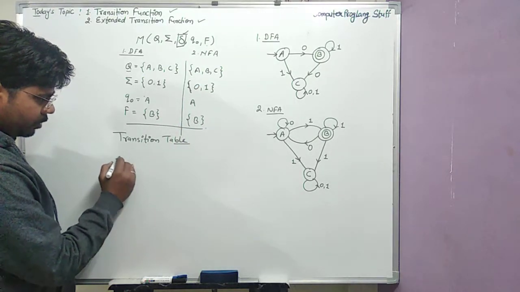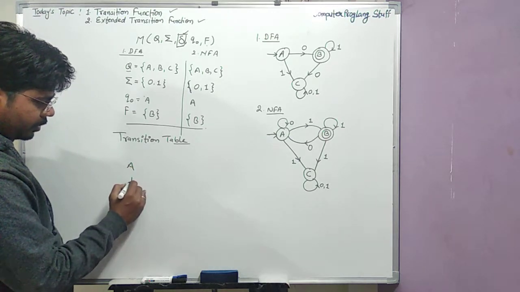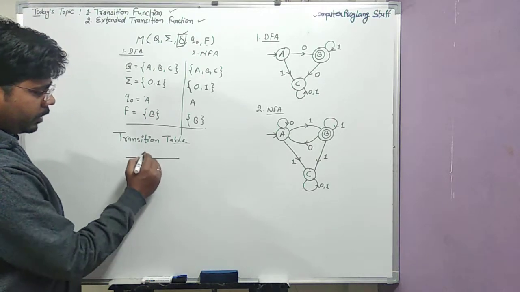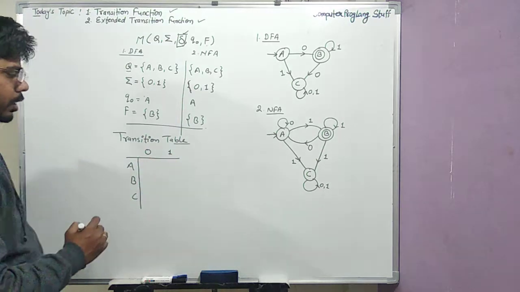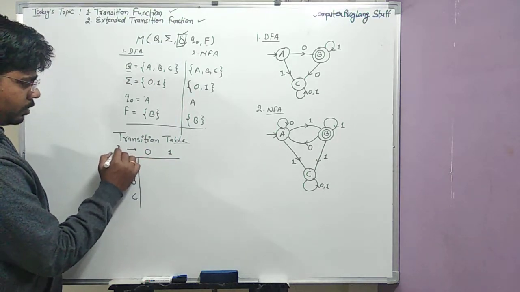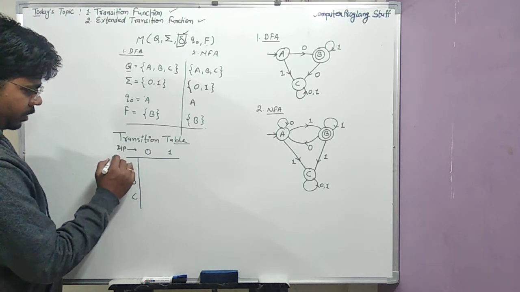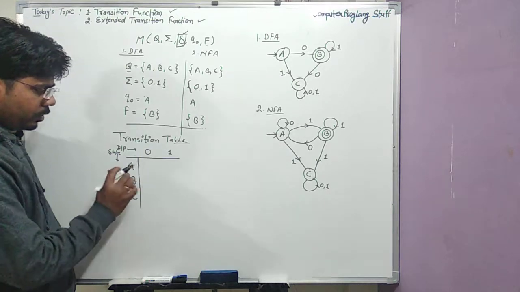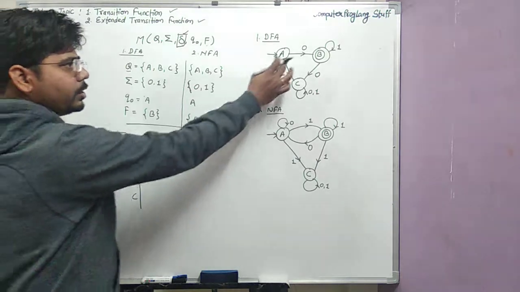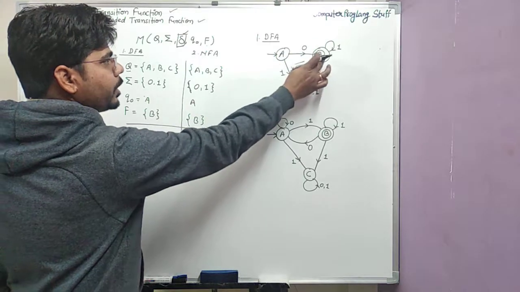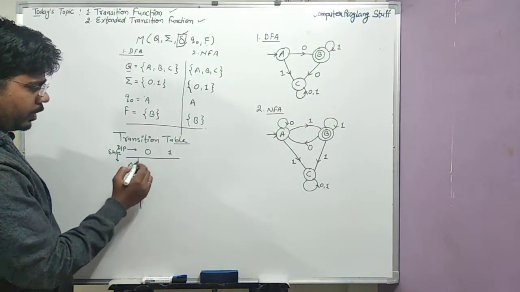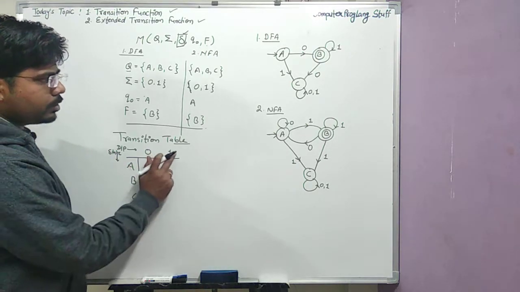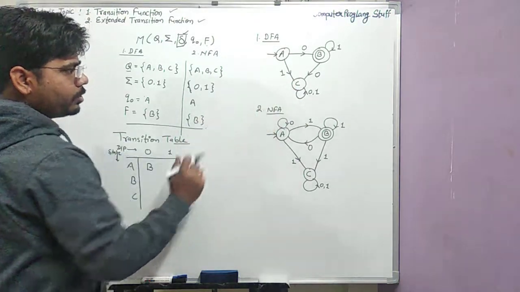So how can we draw this? Here we have 3 states, A, B and C, and here we have input symbols, and here we have states. From state A, for the transition 0, we are reaching state B. So from A for 0 we have B, and from state A for the transition 1, we are reaching state C.